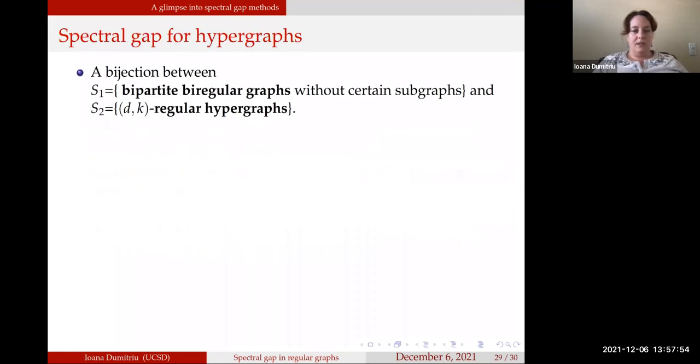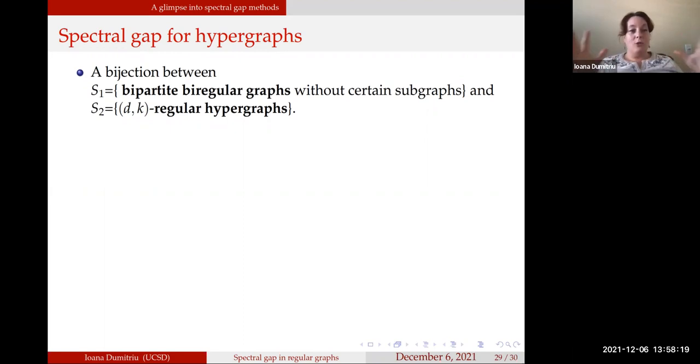I'm going to skip this because I'm really late. And basically, how do we map this thing to hypergraphs? Well, you think of d-k regular hypergraphs, they should be similar to regular graphs. It turns out that intuition is wrong. They're not similar to d-regular graphs. They are similar to d-k bipartite biregular graphs.